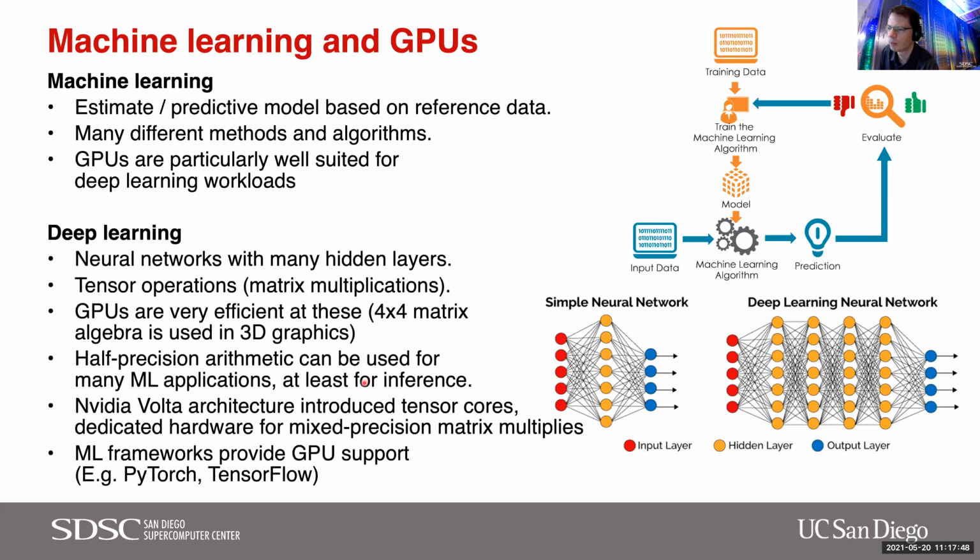It depends a little bit on the problem. And then the newer architectures like the Nvidia Volta and the successors like the Ampere architectures introduce tensor cores. That's dedicated hardware for mixed precision matrix multiplies, so really super efficient. And if you have a machine learning framework, then it's actually really simple, because with PyTorch or TensorFlow you just have to tell them to use the GPUs, and they will generate the code for the GPUs and execute on the GPUs as opposed to the CPU. So it's pretty straightforward. You don't really need to know much about GPU programming in that sense.